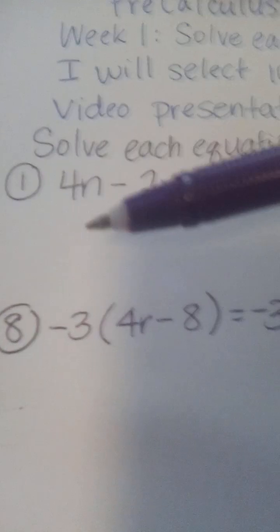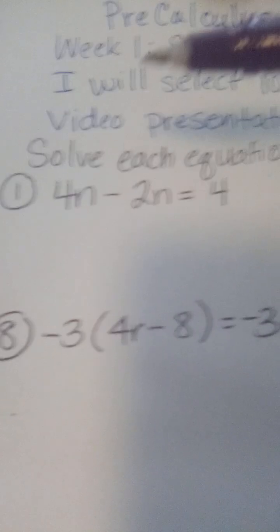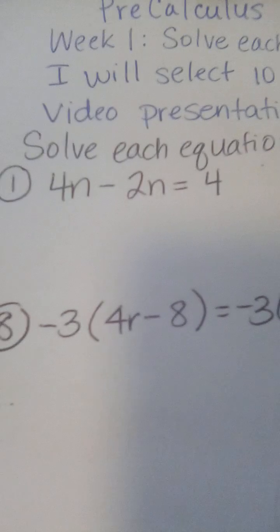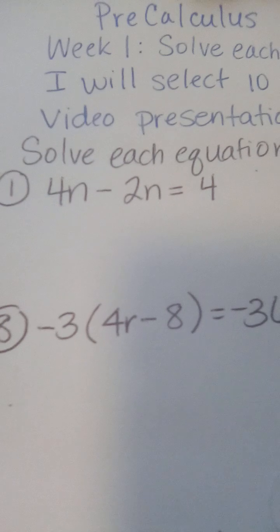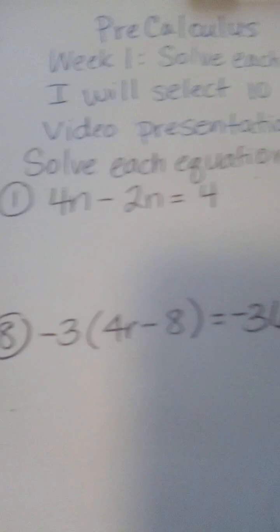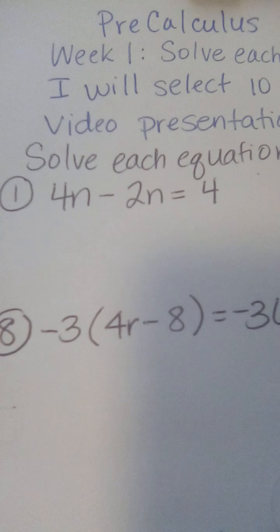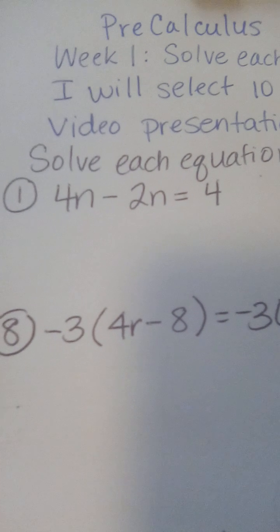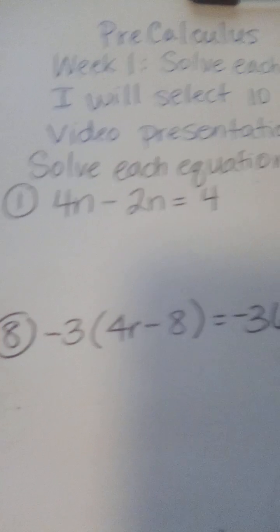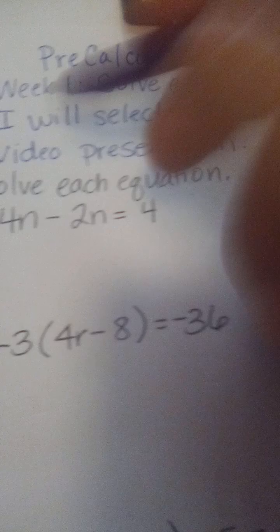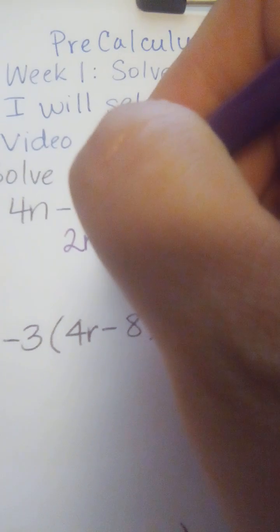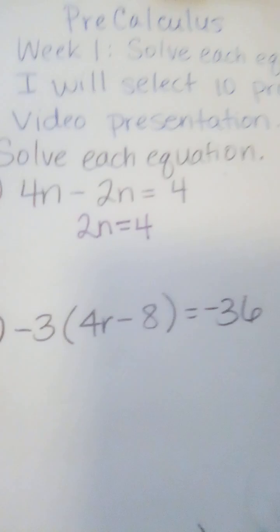Let's look at this problem. This is the easy one, actually. It's not that bad. So we have 4n minus 2n equals 4. First things first, do we combine like terms? Yes. Which numbers? The 4n and 2n. Very good. And look at the sign. We're subtracting, right? 4 minus 2 is 2n. Don't forget, bring down the 4 equals 4. So far, so good.